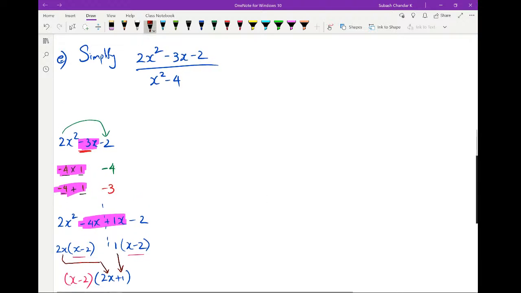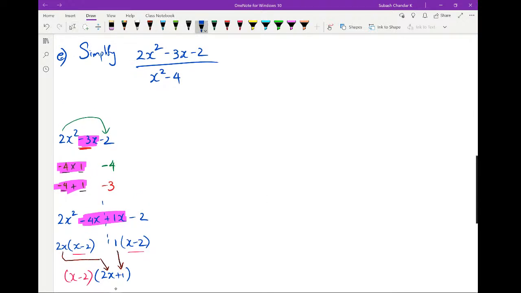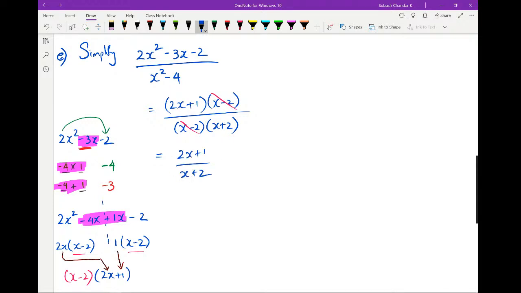Once we factorize that, everything becomes easy, because we can just write this as 2x plus 1 multiplied by x minus 2, divided by x squared minus 4, which can be written as x minus 2 and x plus 2. So at this point we can cancel out our x minus 2's, and we're left with just 2x plus 1 divided by x plus 2.